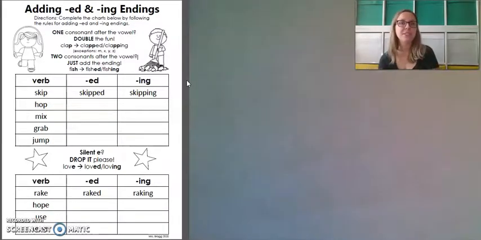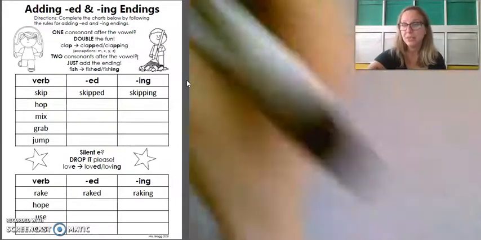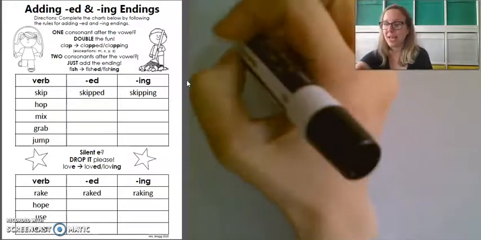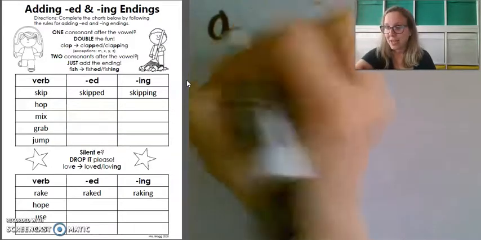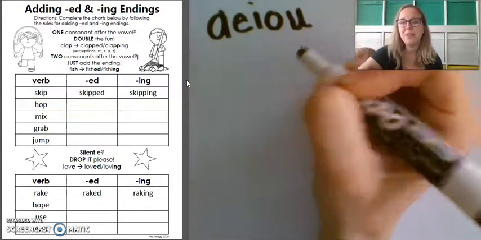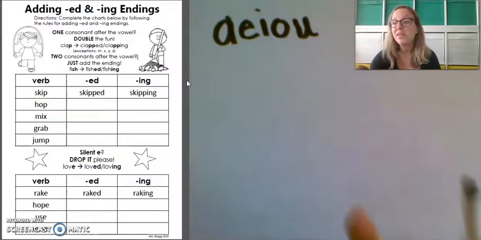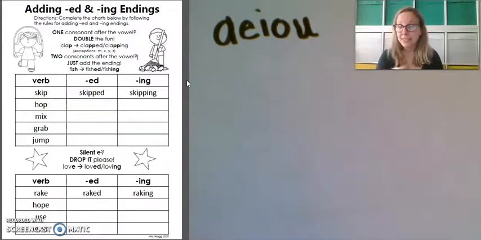So the first rule says one consonant after the vowel, double the fun. So let's talk about what that means. First of all, up here I'm going to write down the vowels. Now in the classroom, if you recall, I had all of the vowels with a yellow star on them, but we are not in our classroom, so I'll put them here for you. A, E, I, O, U. Those are our vowels. I know that all of the rest of the letters in the alphabet then are the consonants. So if there is one consonant after the vowel, double the fun.